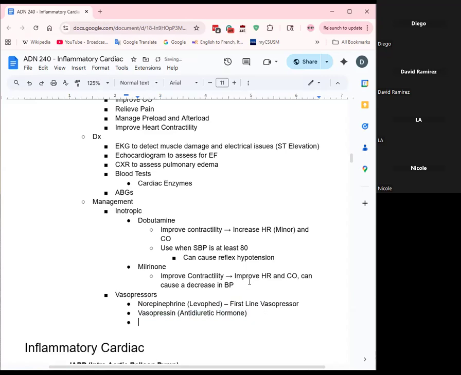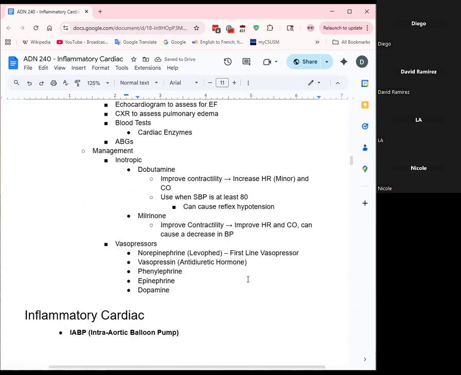complementary. If that doesn't work, they would add other vasopressors like phenylephrine, maybe epinephrine, and then last case scenario is dopamine, because dopamine is going to be impacting both the blood pressure and the heart rate, and it's a bit more chaotic. So dopamine is kind of like a Hail Mary.